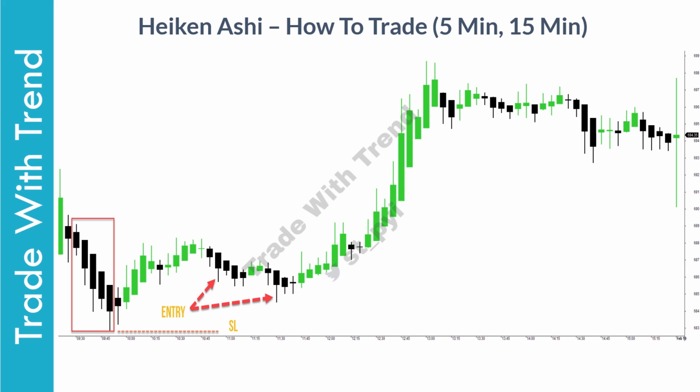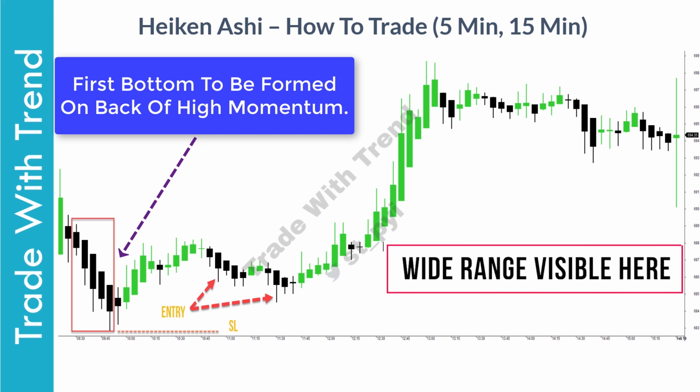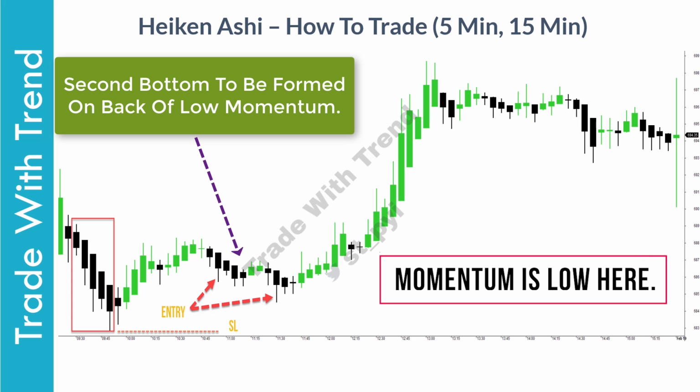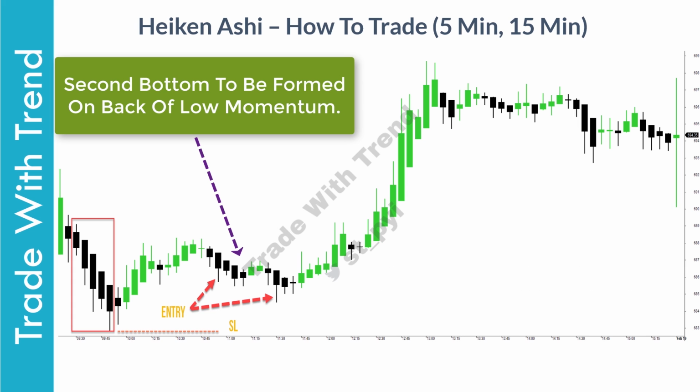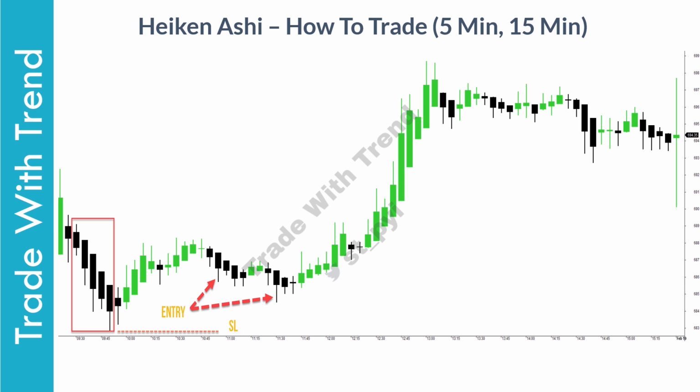In order to trade this double bottom momentum pattern on a shorter time frame chart, there are three rules that you have to follow. Rule number 1, the first bottom formed has to be on back of high momentum. Clear wide range candles should be visible. Rule number 2, the second price bottom should be formed on back of low momentum. Most candles should be narrow range candles. Rule number 3, you enter the trade when you spot a long tail candle by keeping the low of previous bottom as a stop loss.